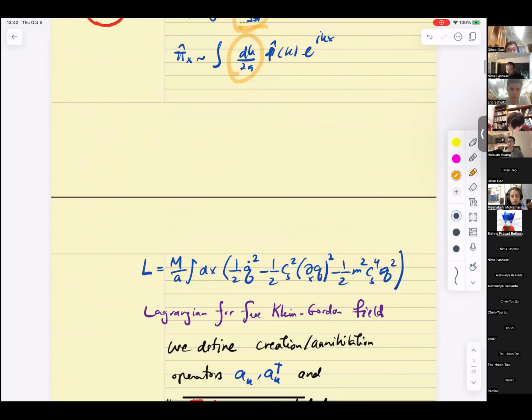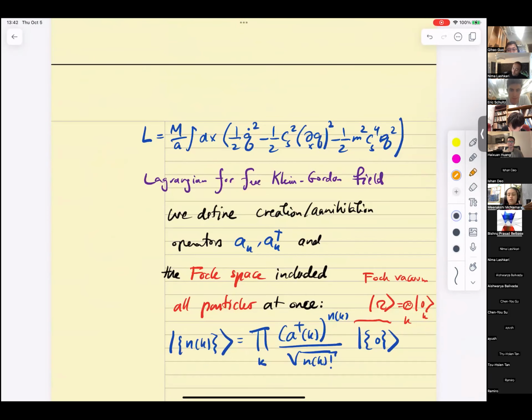Good. Your Lagrangian, now in this expansion, looks like this. I'm sorry, I changed my variable. This is epsilon. Your Lagrangian density looks like this. So it's an integral over x, locality, recall, right? Q of x is your field, right? Your field is now Q of x. Half Q dot squared minus C_S squared, which we're going to set equal to 1.